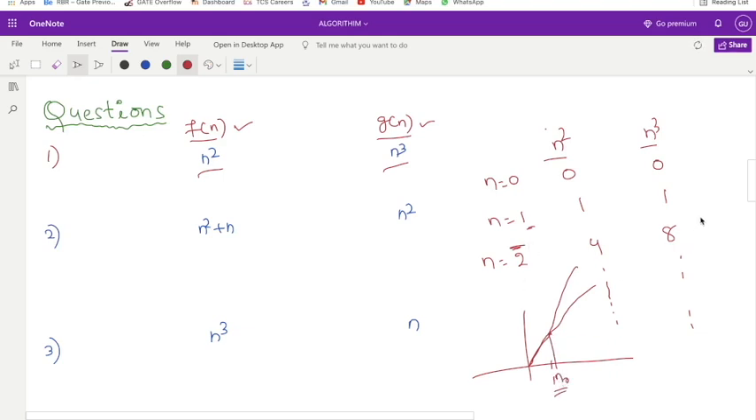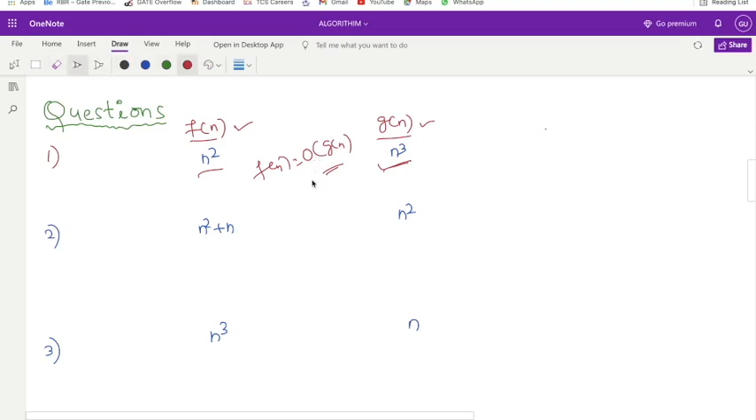In the previous graph we have seen that after n naught, if some function is greater than another function, then we can represent the smaller function equals big O of the bigger function. So here we get that n cube is bigger than n square. I will write f of n equals order of g of n, because n cube is greater than n square. Let's dive into another question.